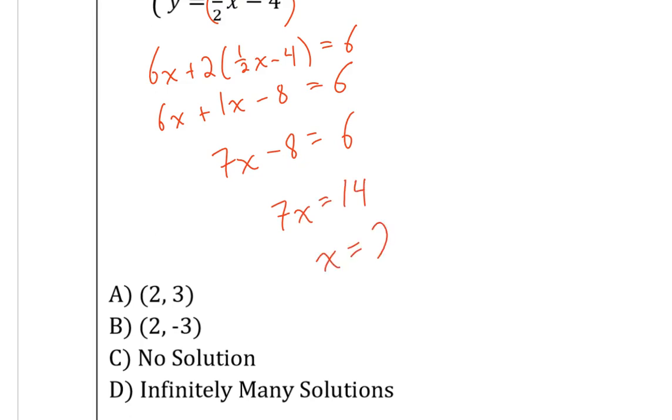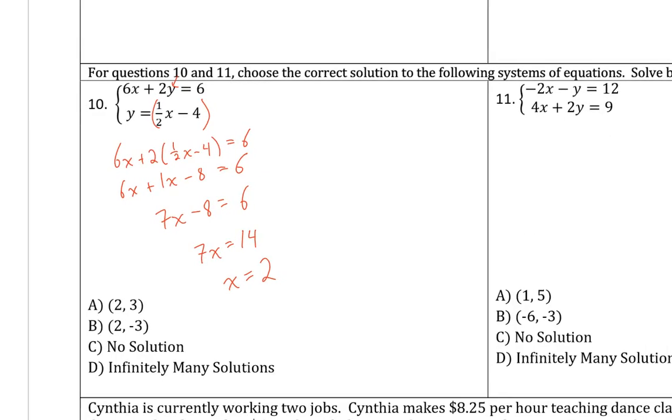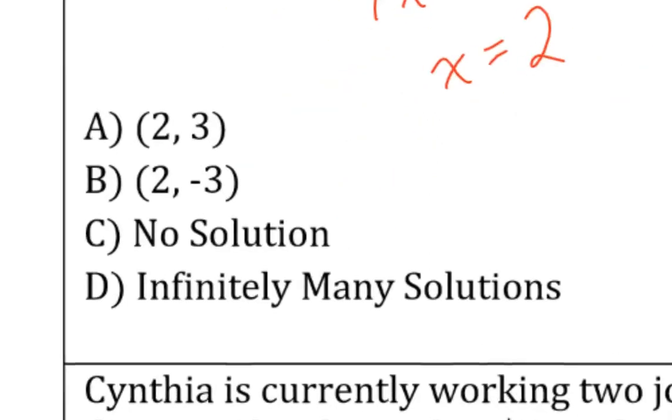And then lastly, to get my y value I'm going to plug in, I'm going to go ahead and use this bottom one here because y is already by itself. We could use the top one as well. So half of 2 is 1, minus 4. So I'd end up with y is equal to -3. So my solution would be B.